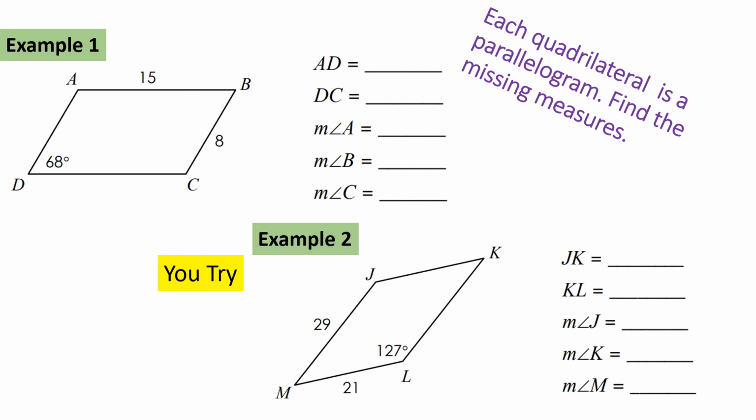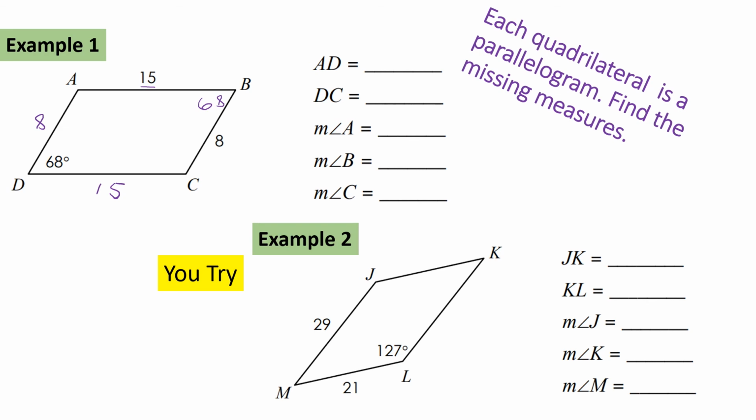So we have our first two examples here. The first one I'm going to do with you, and I would like for you to try the second one on your own. And we want to find the given lengths of the sides and the angle measurements. But one thing I like to do is just go ahead and plug in what I know. So here, if AB is 15, I know that BC will also be 15 because opposite sides are congruent. If BC is 8, AD will also be 8. If angle D is 68, angle B will also be 68 because opposite sides are congruent.